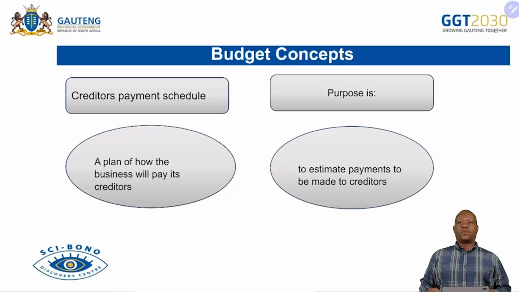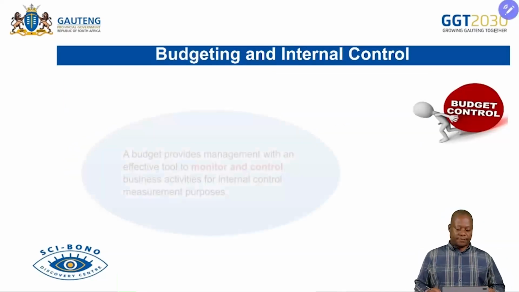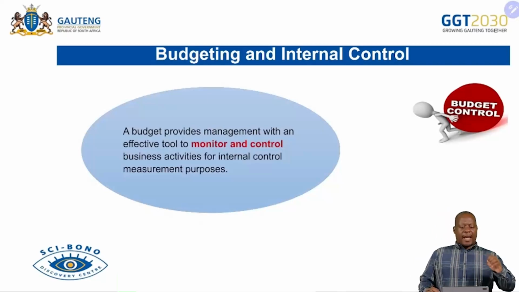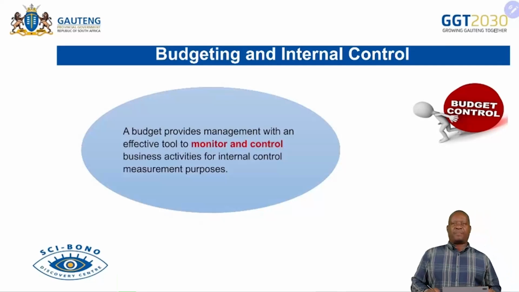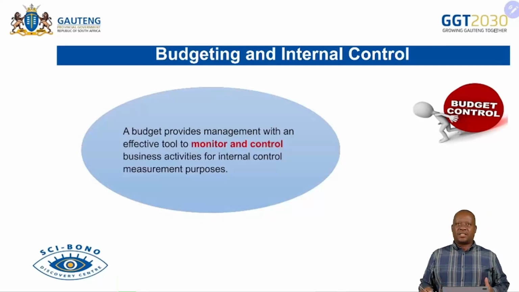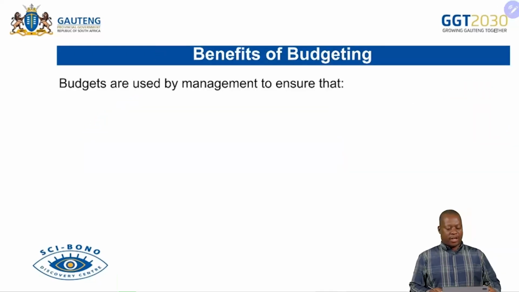Then put together, we can think of our budget. Now, a budget provides management with an effective tool to monitor and control business activities for internal control measurement purposes. Without a budget, you are just going into the future not knowing what to expect. But the budget gives management a tool that helps them to monitor the future. They can be in a position to know what to expect in future and deal with it accordingly.